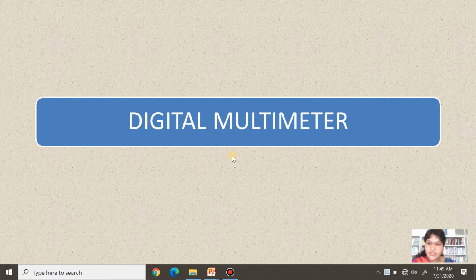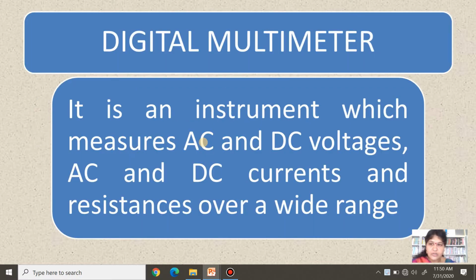Good morning students. In this video we are going to study the instrument digital multimeter. We will study what the digital multimeter is, its various parts, its block diagram, and in the last we will study the various applications of this digital multimeter. So let us start with our topic.